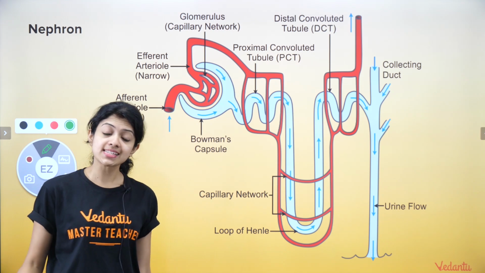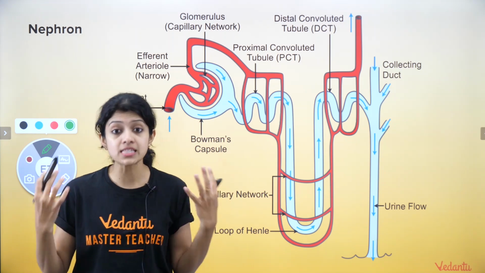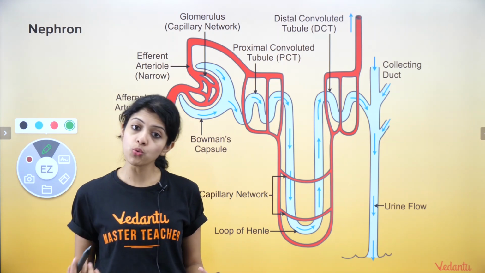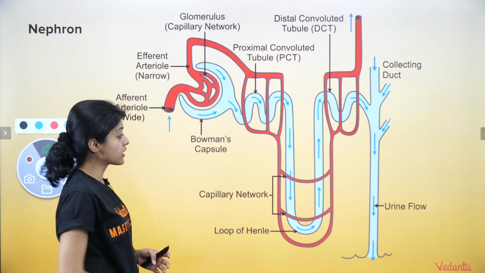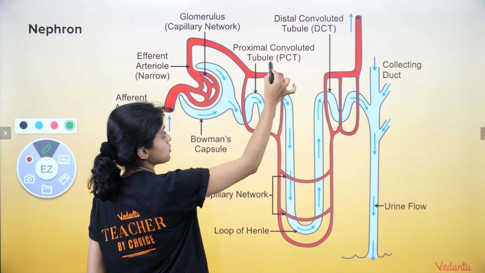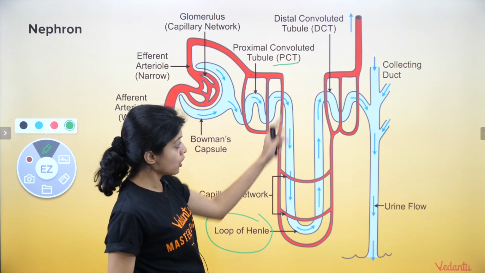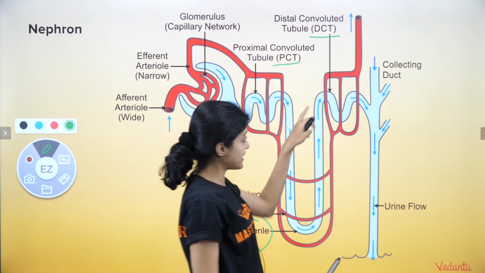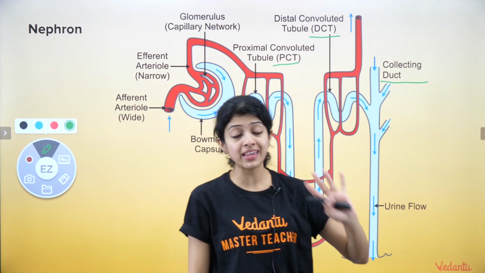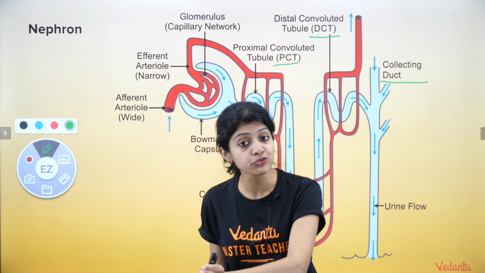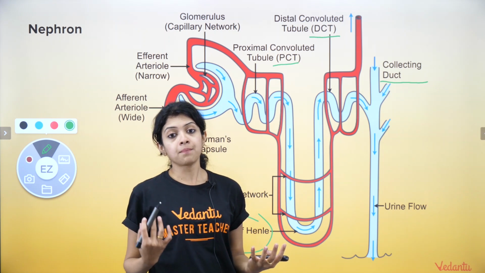What is the nephron again? It is the structural and functional unit of your kidneys. Your kidneys contain millions and millions of nephrons, and this is what one single nephron would look like. The major parts of a nephron are the Bowman's capsule, a tuft of capillaries called the glomerulus, and a proximal convoluted tubule or PCT, followed by the loop of Henle, which is this U-shaped structure, followed by the distal convoluted tubule or the DCT, which opens into something called the collecting duct. And the collecting duct opens out into your renal pelvis, and that ultimately pours the urine formed into the ureters. Okay, this is how the structure of the nephron is summed up.